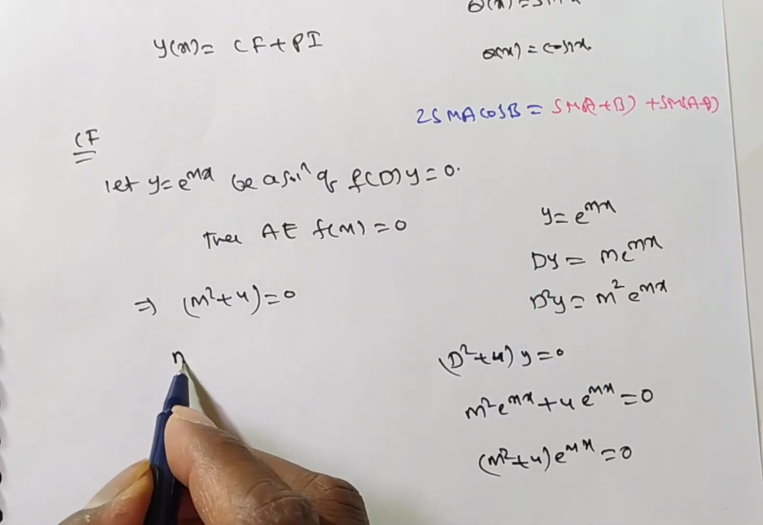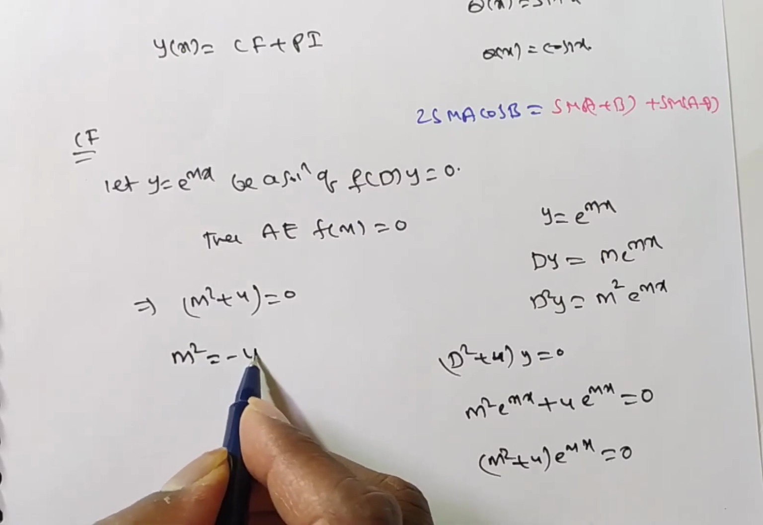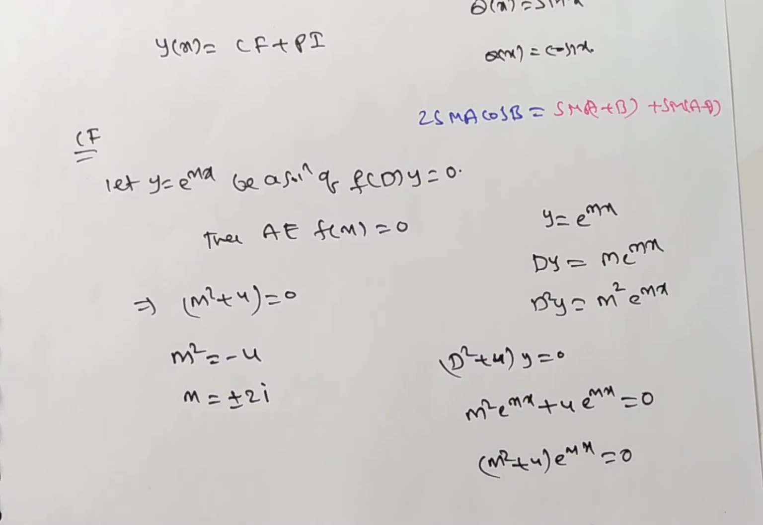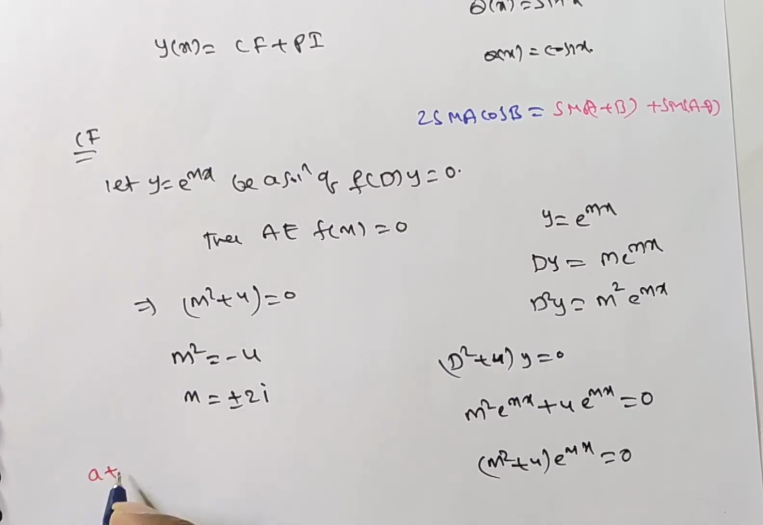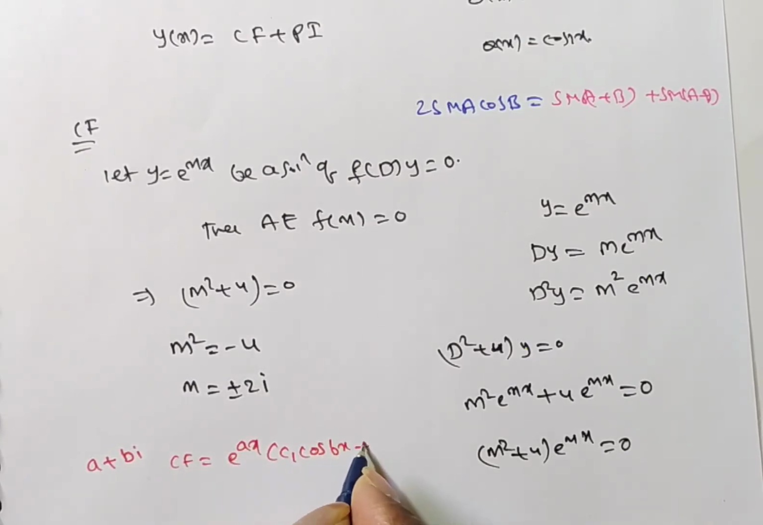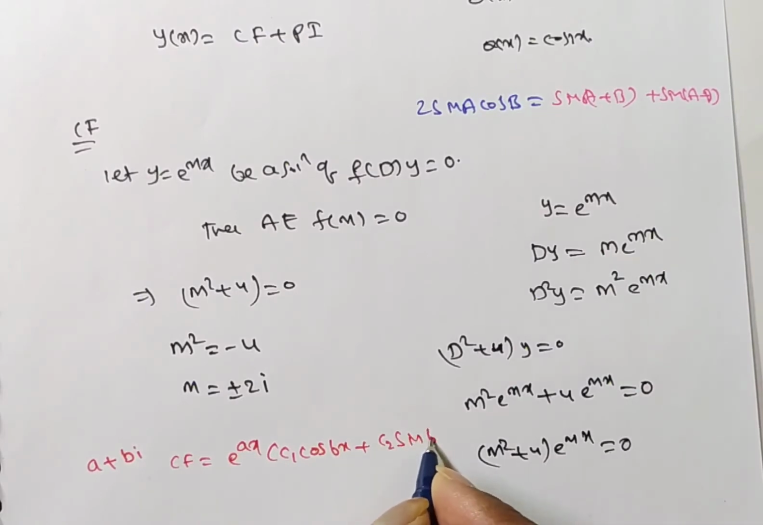Now the solution for this: m² = −4, m = ±2i. Here you observe the roots are imaginary, purely imaginary. Friends, whenever the roots are in the form a ± bi, then the complementary function is equal to e^(ax)(c1 cos bx + c2 sin bx).